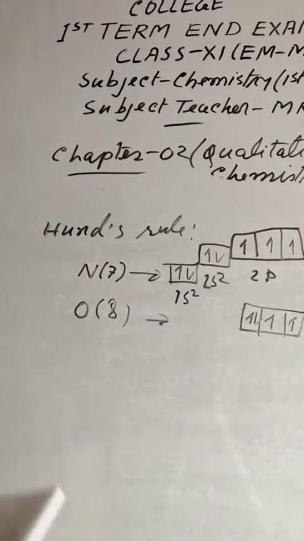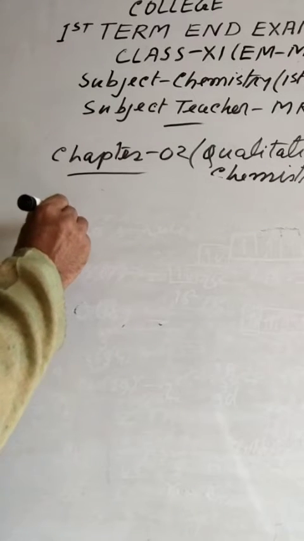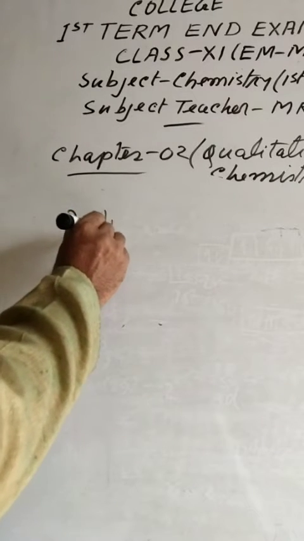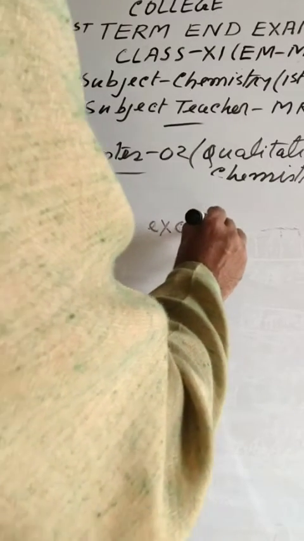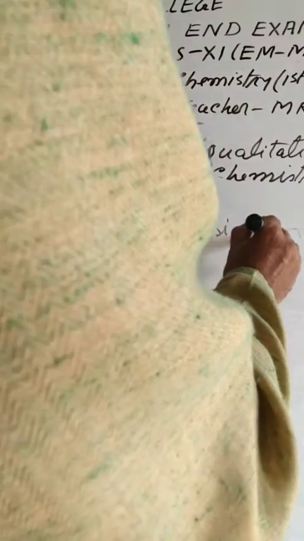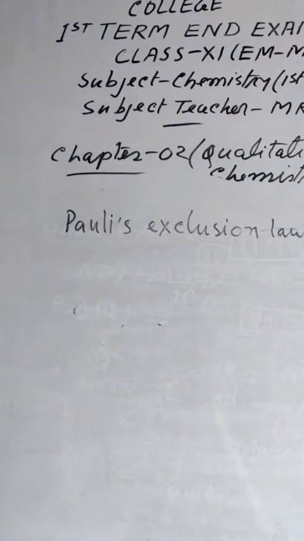Another one, Pauli's exclusion law or principle. He said that no 2 electrons in an atom can have the same values for all 4 quantum numbers. That means in a certain atom, any 2 electrons cannot have the same 4 quantum numbers.